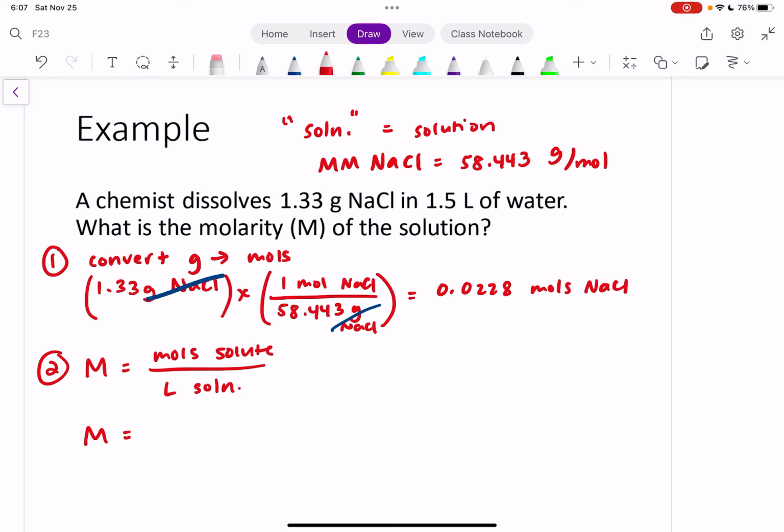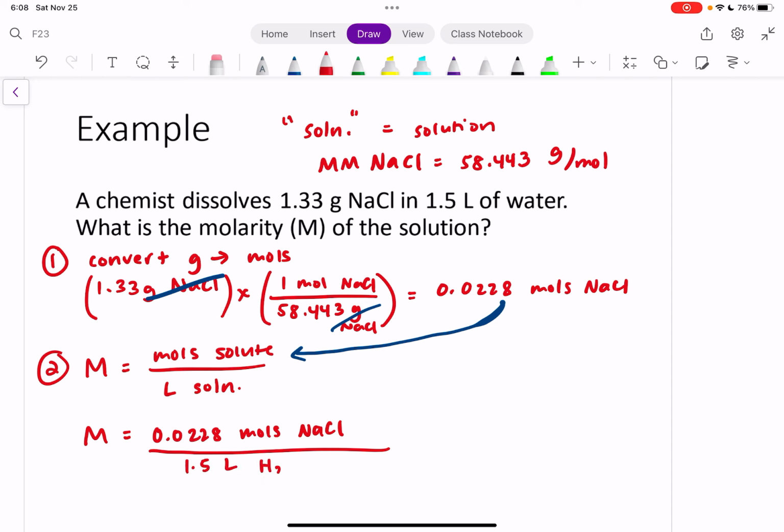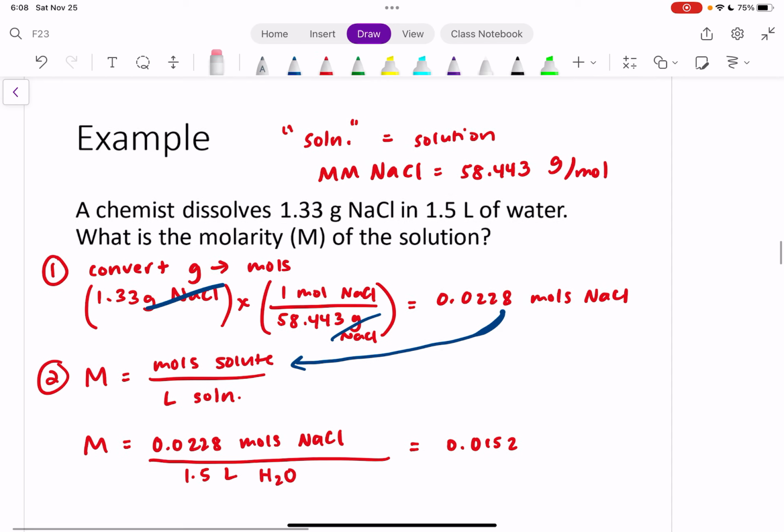All right, so now we can use our molarity equation. So we can take this number here and plug it in over here. And that's going to give us 0.0228 moles of NaCl over 1.5 liters of H2O. And that's going to give us 0.0152 moles per liter. What is moles per liter? Well, that's molarity. So we'll have molar as our unit. So that's the molarity of this solution.